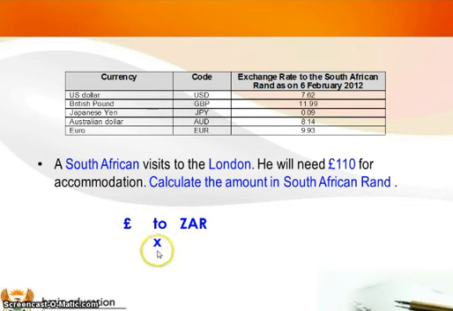The first step would be to decide which currency you're going to convert into what other currency, and our answer is pounds to rand.